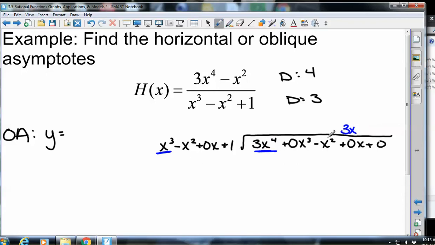You multiply. So 3x times x cubed is 3x to the 4th. 3x times negative x squared is negative 3x cubed. 3x times 0x is 0x squared. 3x times 1 is 3x. Then what do we do?